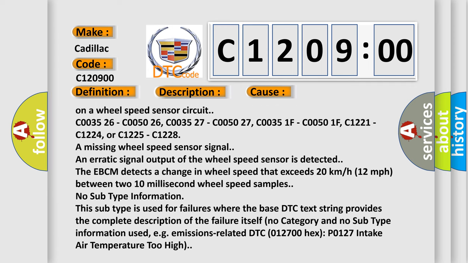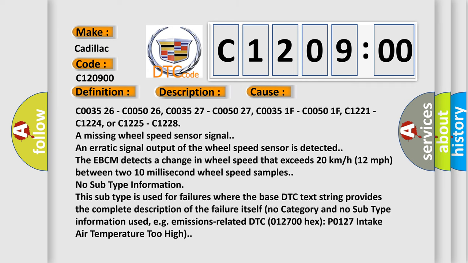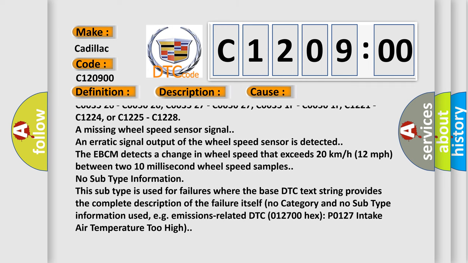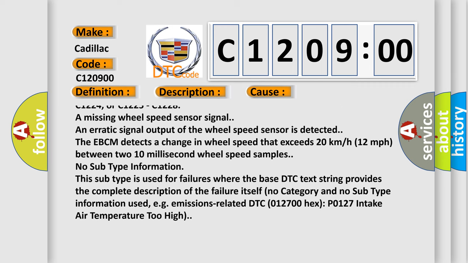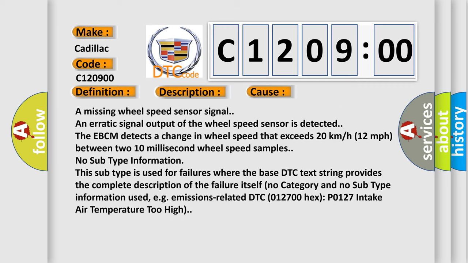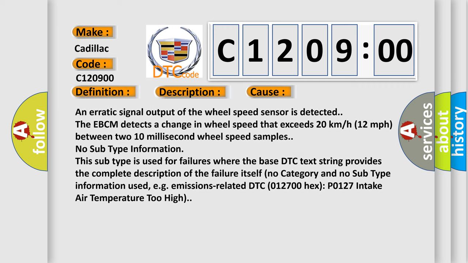C0035-26, C0050-26, C0035-27, C0050-27, C00351F, C00501F, C1221, C1224, or C1225, C1228: a missing wheel speed sensor signal.